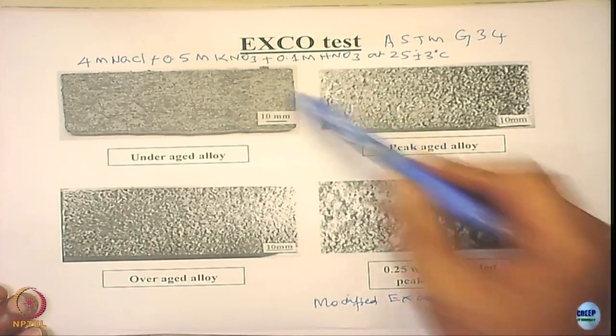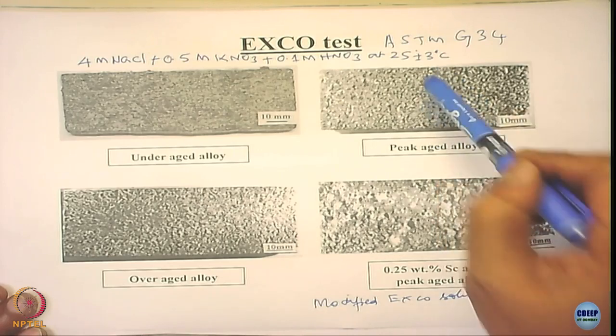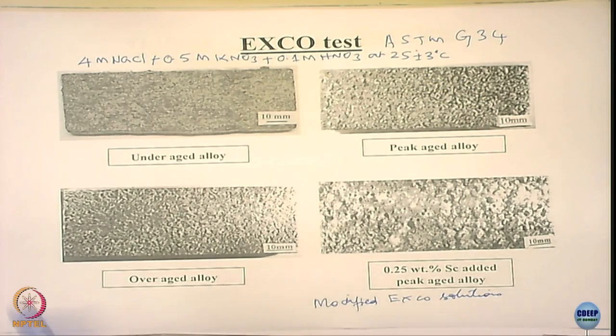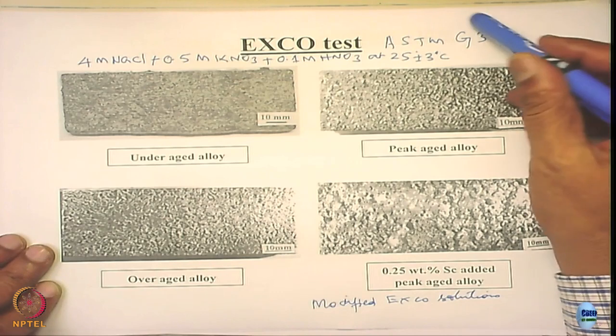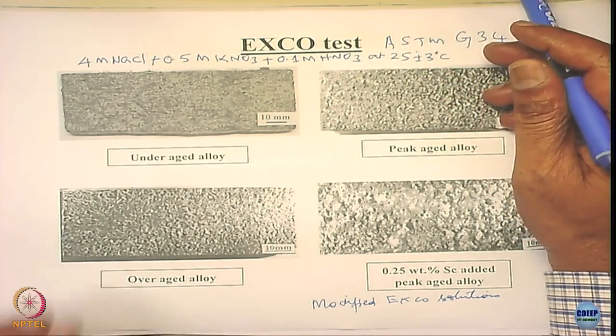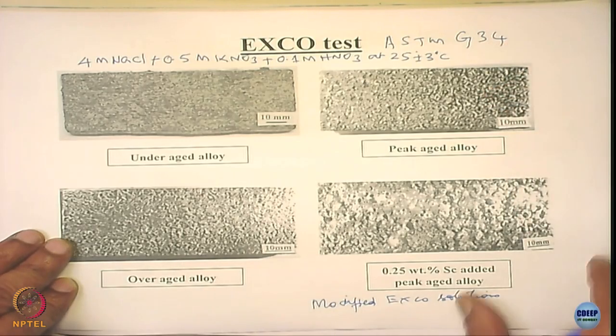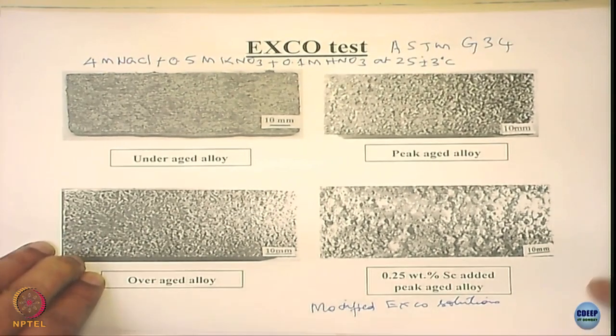So when you do the EXCO test, you can take a cross section and see it in the microscope. You see lifting of the grains, as shown in the previous slide, okay. And this test is considered to be very aggressive. There is also a modified EXCO test, ASTM standards are available for you. You can use the modified EXCO test to do that. So that is about the exfoliation and intergranular corrosion of aluminum alloys.